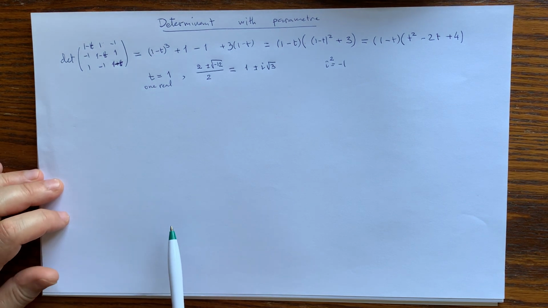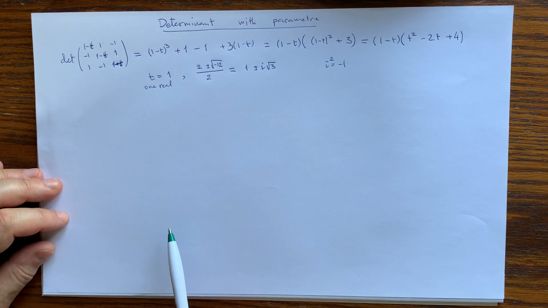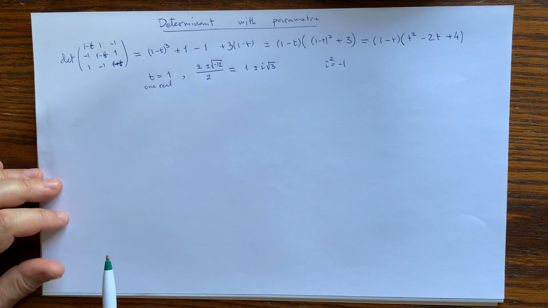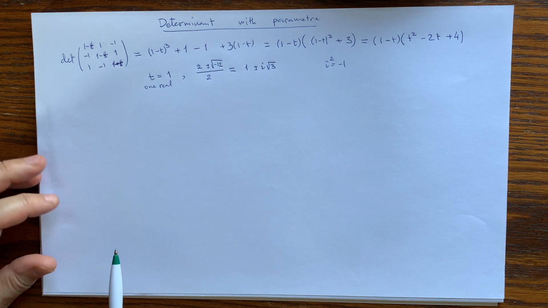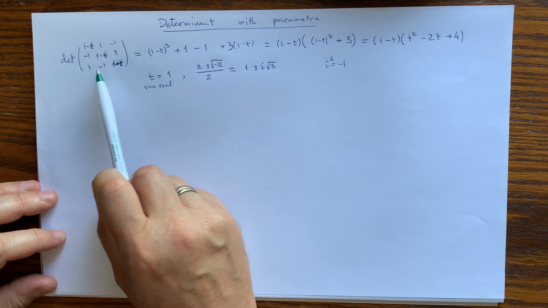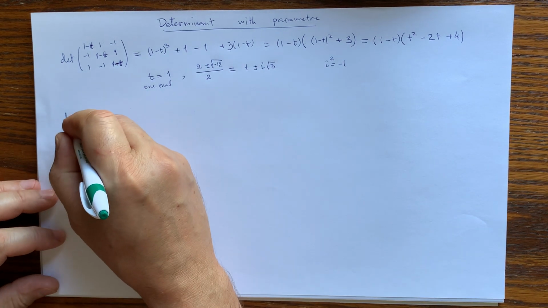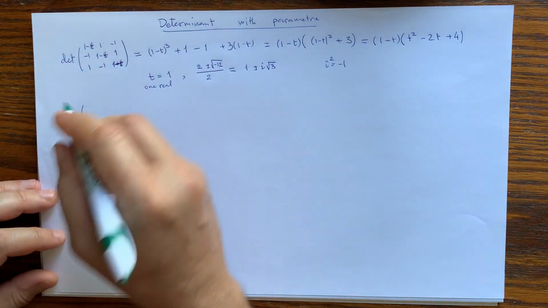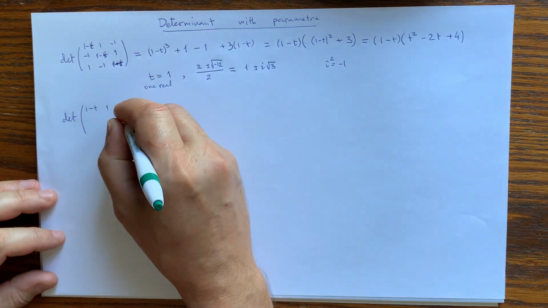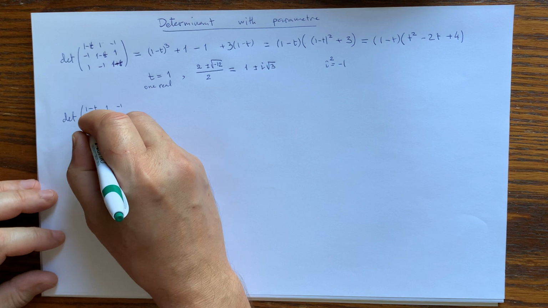That is not really the topic here when we deal with complex numbers as such, but this is just computing the determinant with a parameter. So let me check my answer by computing this same determinant differently.